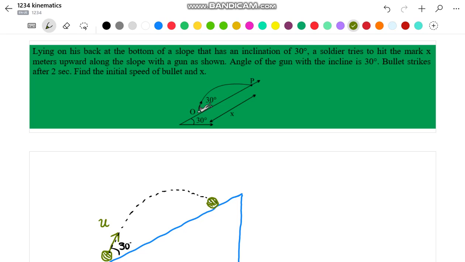Hello friends, in this video we will solve a problem which is related to the motion of projectile on an incline.